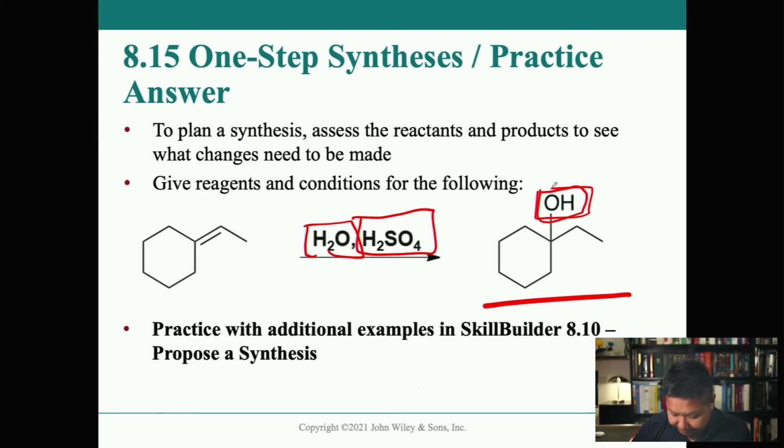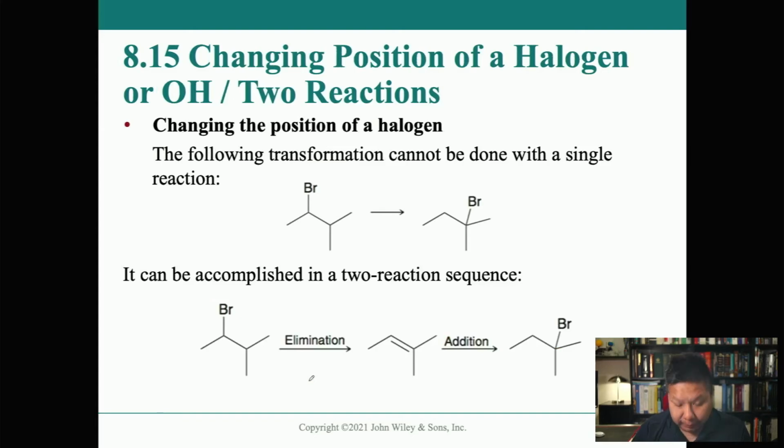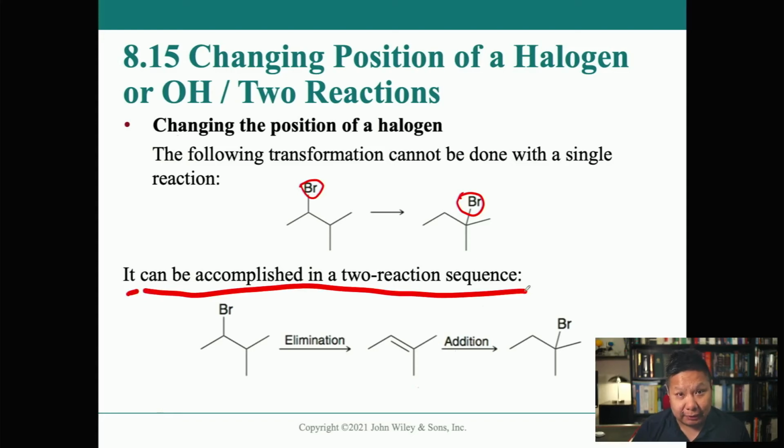Practice with additional examples in Skill Builder 8.1. Propose a synthesis. Or, how do you change the position of a halogen? The following transformation cannot be done with a single reaction. We want to move this bromine right here over here. So that can actually be accomplished with a 2-reaction sequence. First thing we do is an elimination of this bromine, and then we can do an addition of bromine across the double bond.